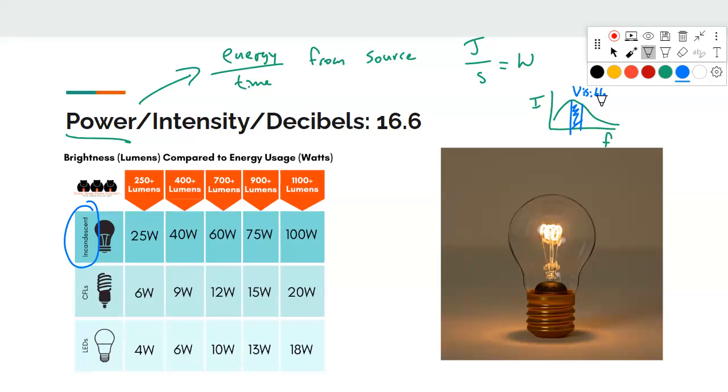So back in the day when that was the only kind of light bulb, we could use the wattage to tell us about the brightness.